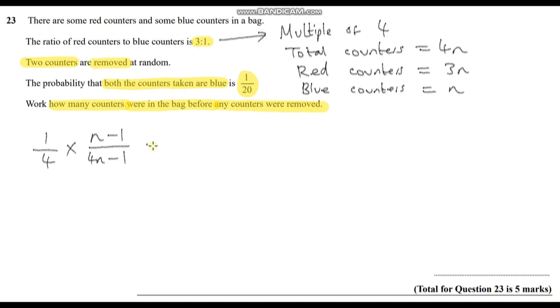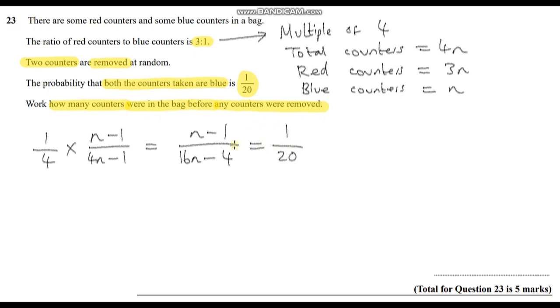So let's work out what this is. 1 times n minus 1 just gives us n minus 1, and our denominator is 4 times 4n minus 1. That gives us 16n minus 4. And we know this is an expression for the probability. We know the actual probability is 1 over 20. So we can write that this equals 1 over 20.